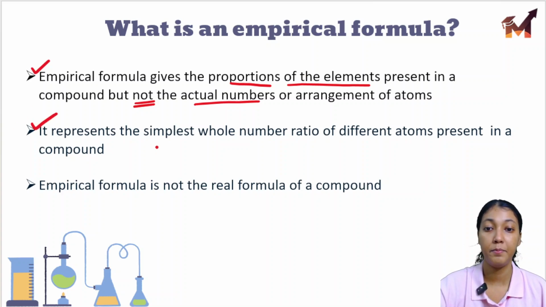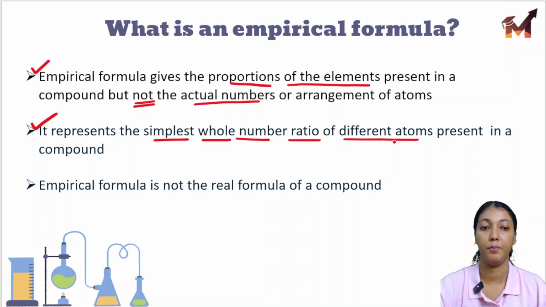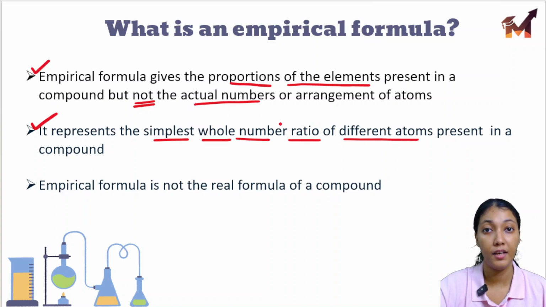It represents the simplest whole number ratio of different atoms present in a compound. The simplest whole number ratio of the different atoms which are present in the compound. It means it will not give us the exact number of the atoms or the elements, but it will give us a ratio of the different atoms that are present in the compound.